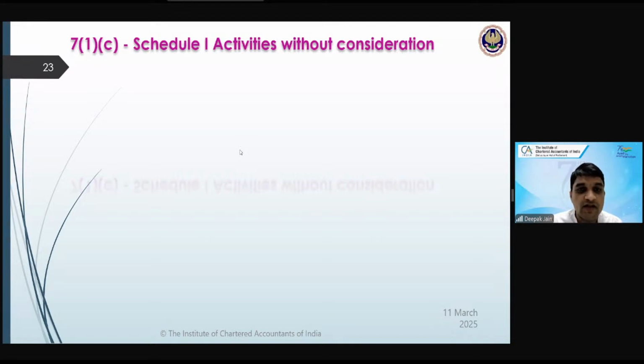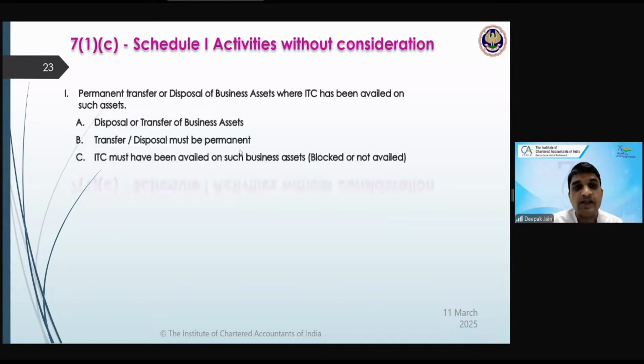Now, what are those transactions? First is permanent transfer or disposal of business assets. So when a business asset is transferred without any consideration, then GST will be liable. Now, what does this mean? It is broken up into three aspects. One is disposal or transfer of a business asset. Then the transfer or disposal must be permanent. It can't be that it's a temporary transfer and you're getting it back. No, it should be a permanent transfer.